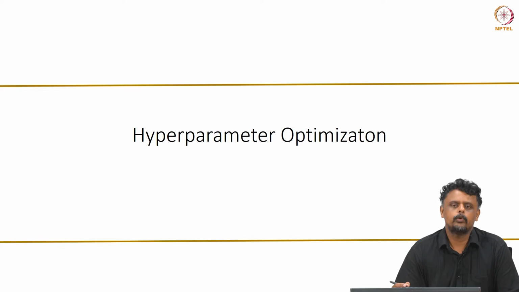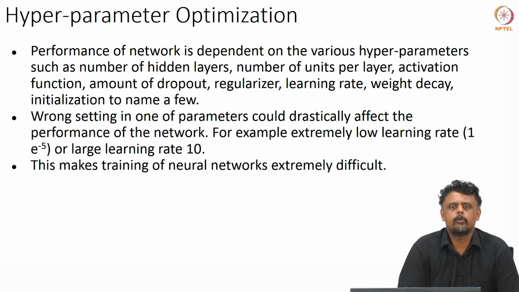In this video, we will look at hyperparameter optimization, which is one of the important aspects of training a deep neural network. In general, the performance of the network depends on how well you train it, and one aspect of the training is to fix the various hyperparameters involved in constructing a deep neural network.